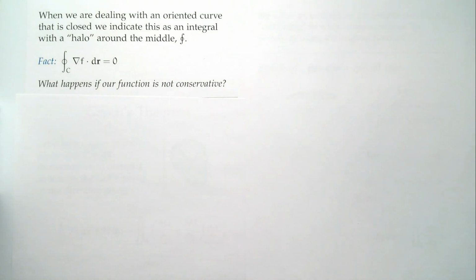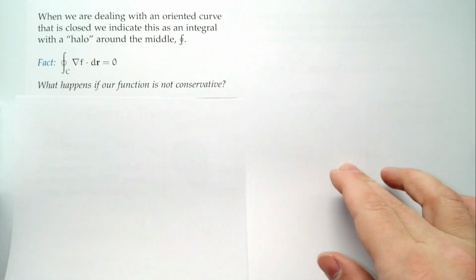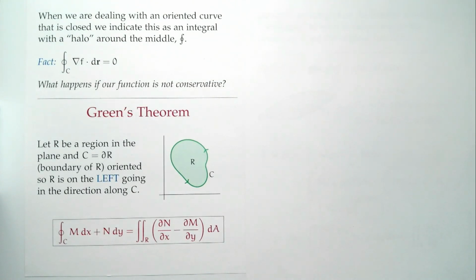Now, for conservative functions, the integral will be easy. And the question is, well, what happens if our function is not conservative? Is there anything that can be done? And the answer is today's discussion. It's called Green's theorem. So here you go.